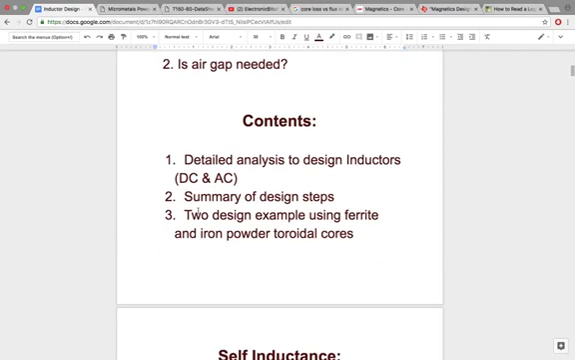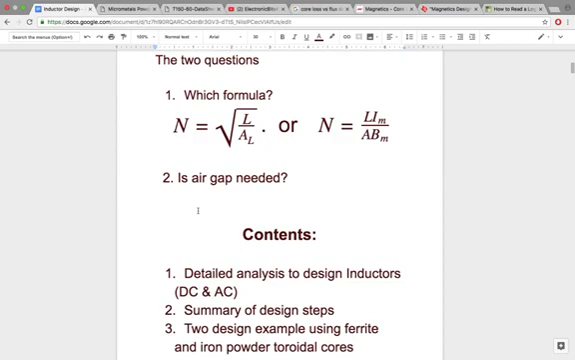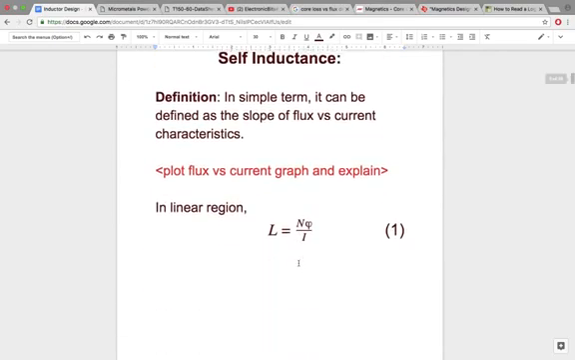This is the flow of the video. First we'll be going through a few basics related to designing an inductor, and then we will be talking in detail about how to design an inductor for DC and AC application. Then we will be listing the steps which we can follow for designing an inductor from scratch, and then we'll be going through two design applications where we'll be using ferrite and iron powder toroidal cores, where we will completely see the difference between using these two formulas. Okay, so let's go ahead.